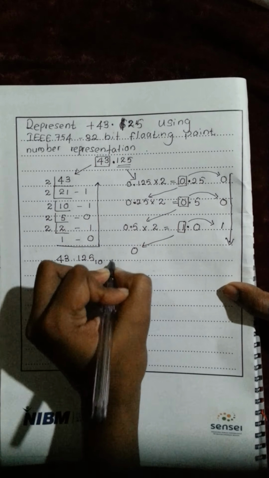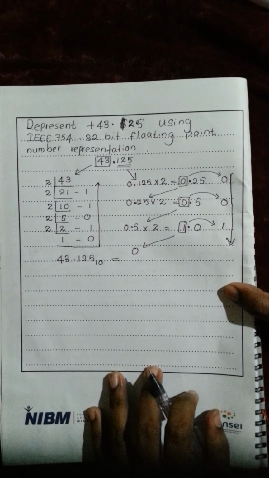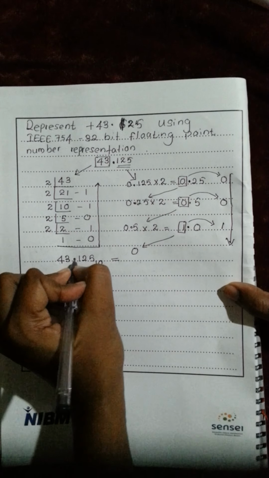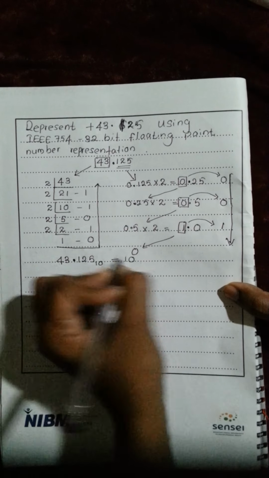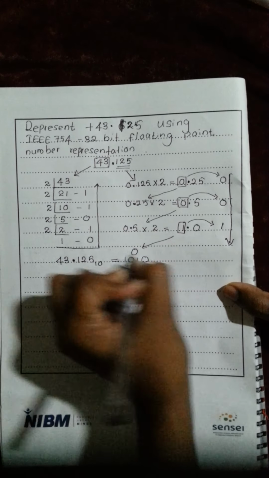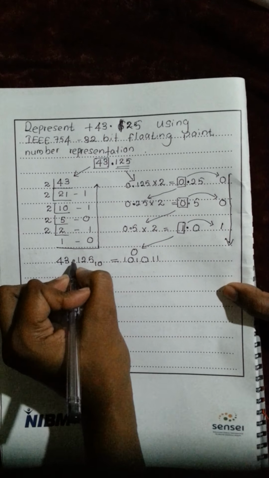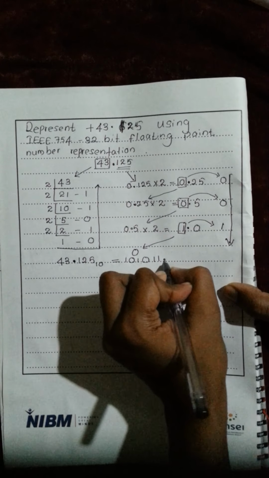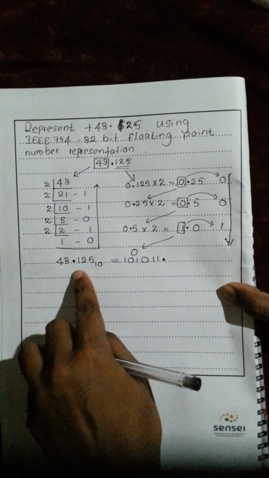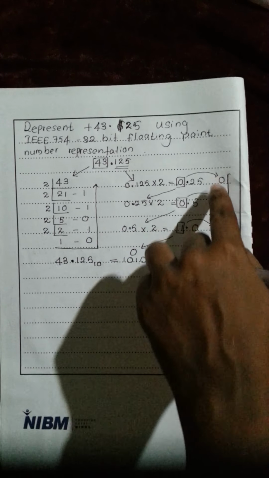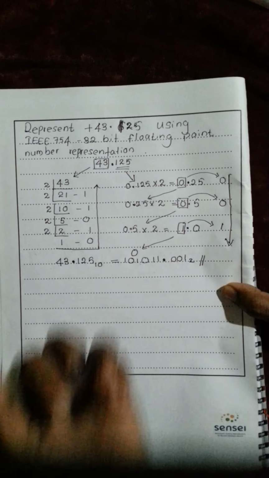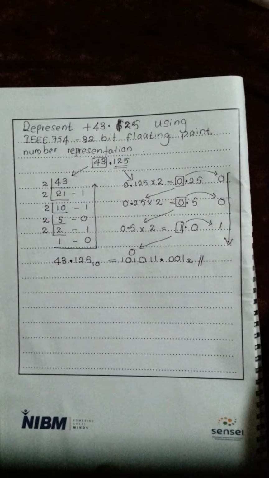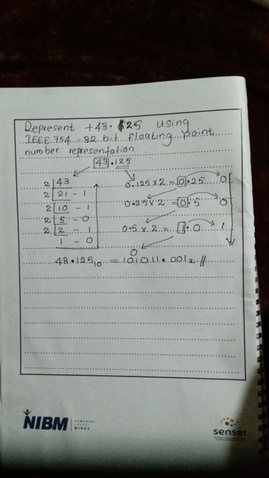So now let's write 43.125. This is the decimal version. So how to write this in binary? For 43, I have to write 101011, right? So now I have a decimal point, so I put a binary point here, and for .125, I write 001 here, right? So this is the binary version of 43.125.